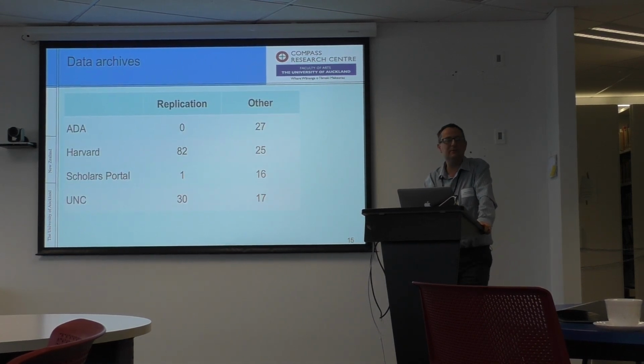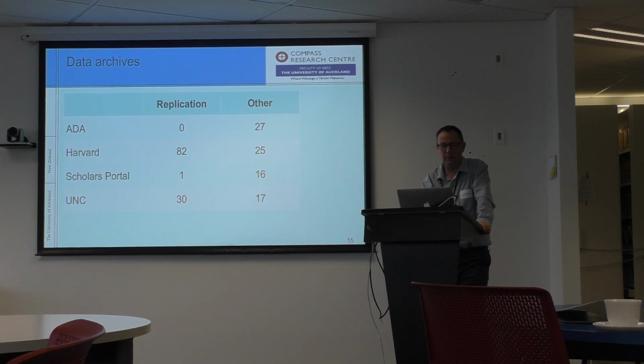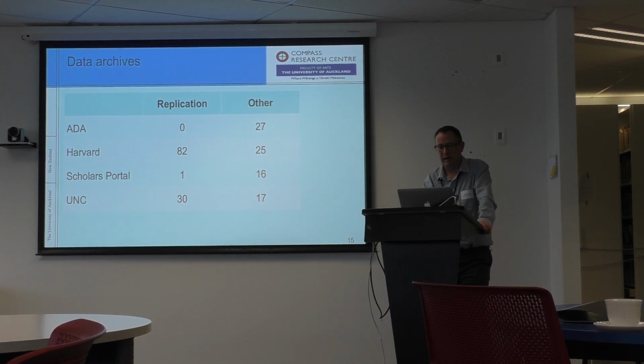So these are the numbers of data sets we got in the end, and that was actually a census of that whole year for ADA, Scholars Portal, and UNC. For Harvard, we stopped when we got to 25 data collections. And that's the number of data sets that we could get: 27 ADA, 107 Harvard, 17 Scholars Portal, and 47 UNC.